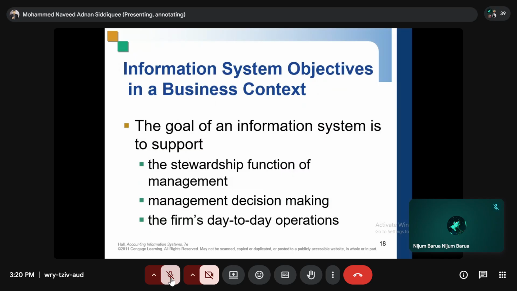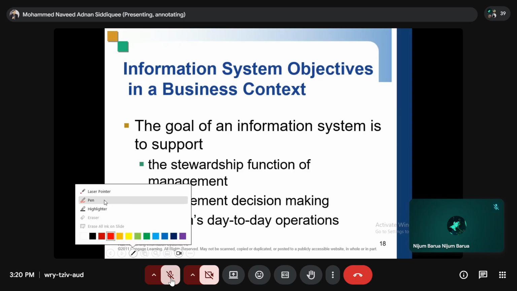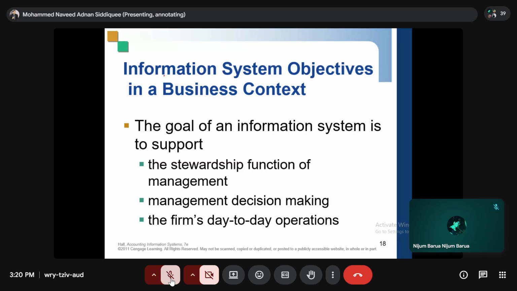Next is basically information system objectives in a business context. Different businesses have information systems, and what are their objectives? So it says the goal of an information system is to support the stewardship function of management, decision making, and the firm's day-to-day operations. So what is the stewardship function of management? Anybody familiar with this concept?